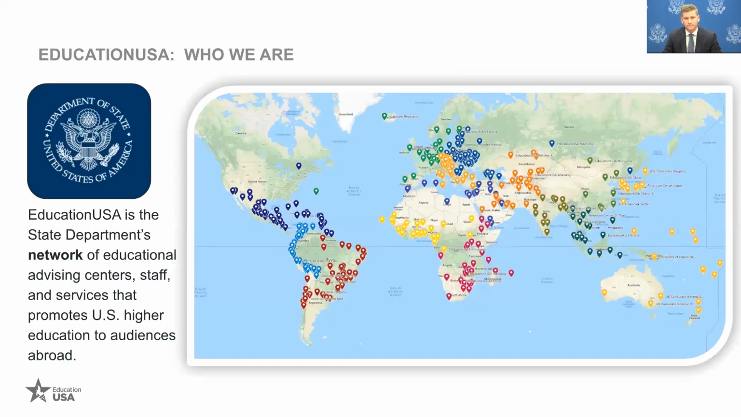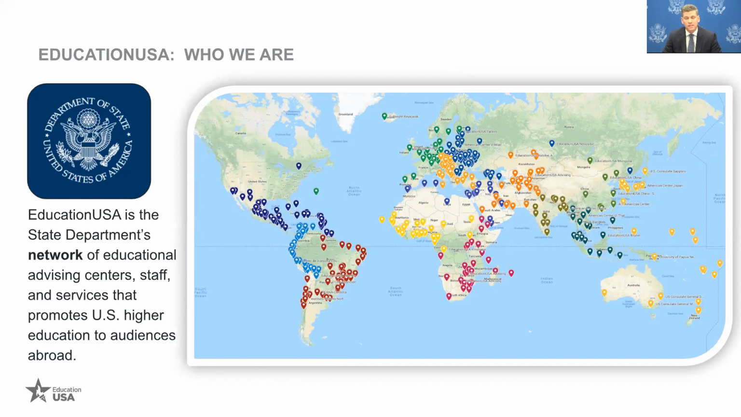Next slide, please. We are truly a vast network. You can see here in this slide a representation of every single center around the world, color-coded by the REAC that's responsible for them. As you'll see in a bit, we have 14 REACs throughout the world, Regional Educational Advising Coordinators. And we are in 432 centers around the world.